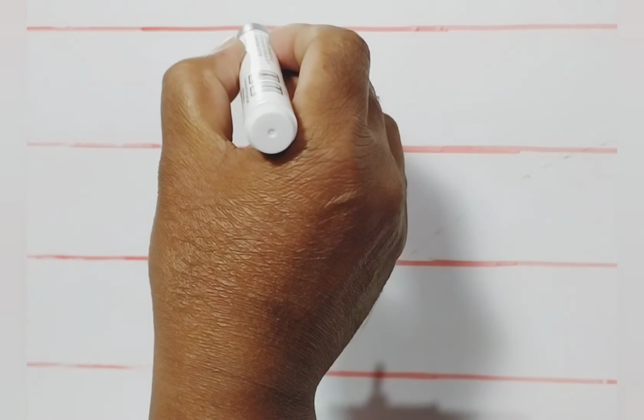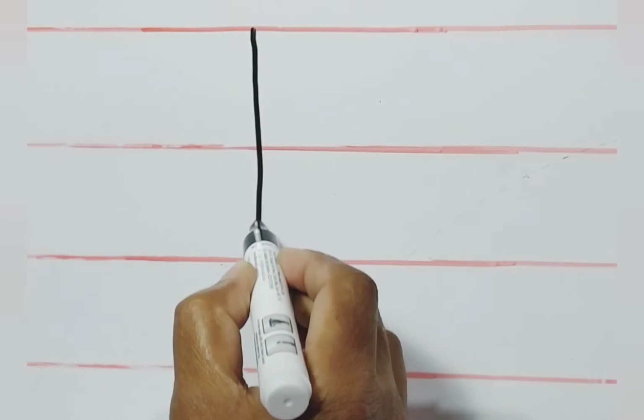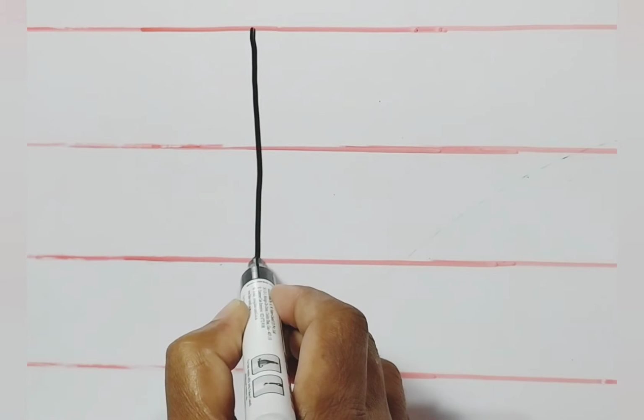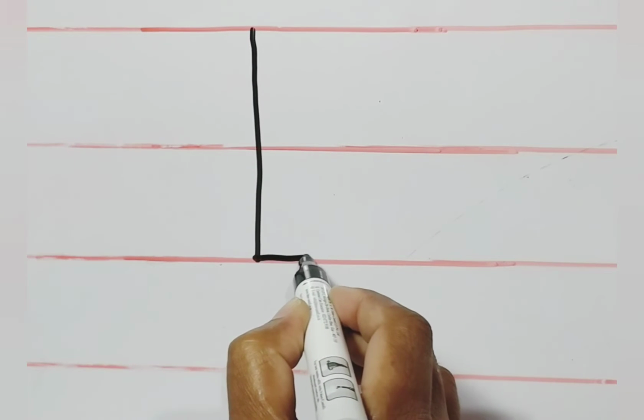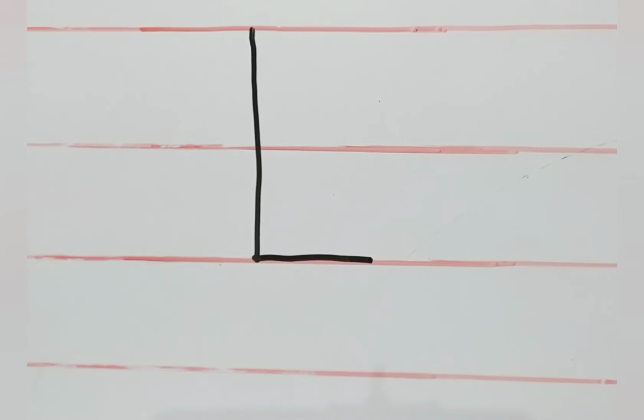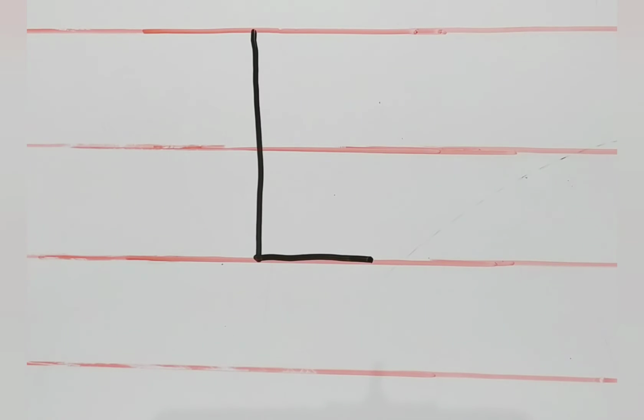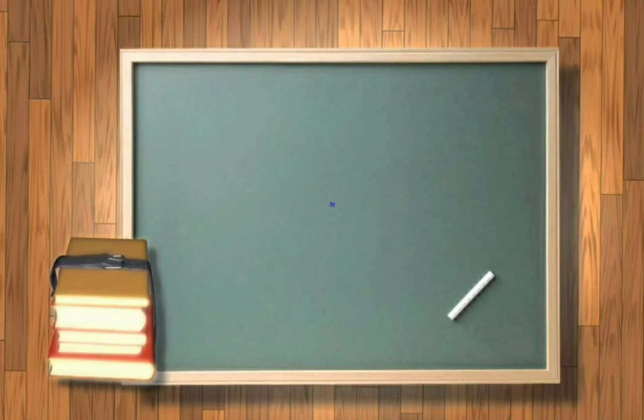Start from the top and draw a standing line down. From the bottom of the line, draw a sleeping line to the right. This letter is L. Next letter M.